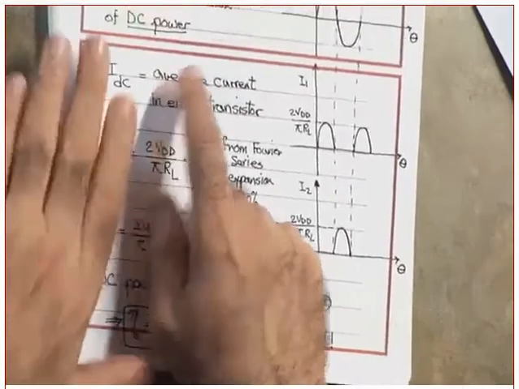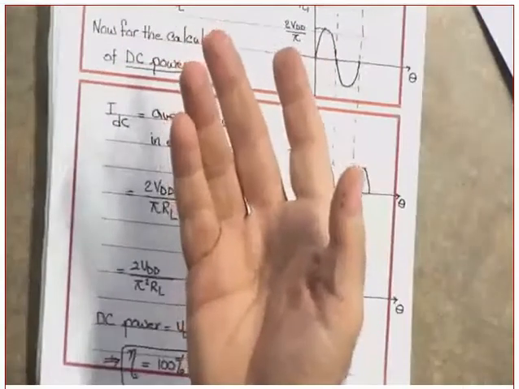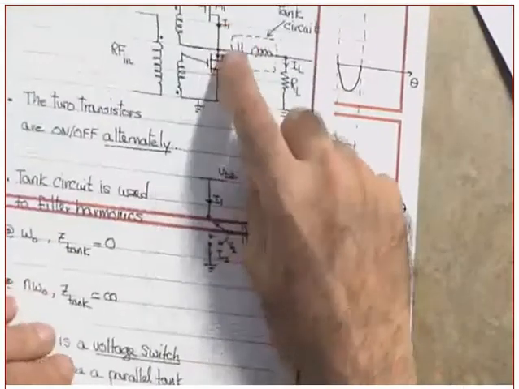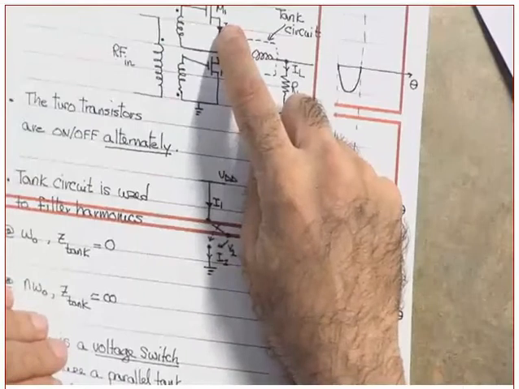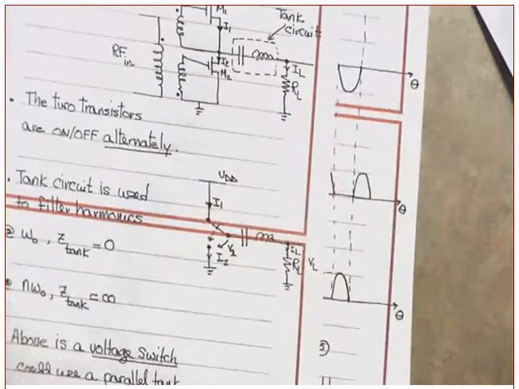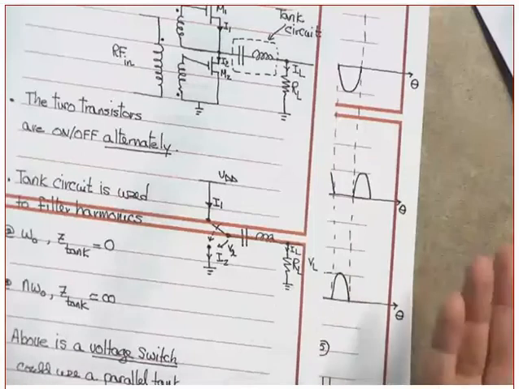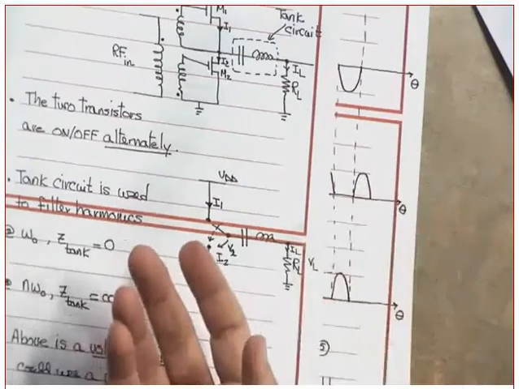What is the DC power? Tell me what is the DC power. First of all, what does the DC power mean? Remember, this one is either on or off. Now, you do understand that one of them is off. There is no dissipation. Did you get this or not?